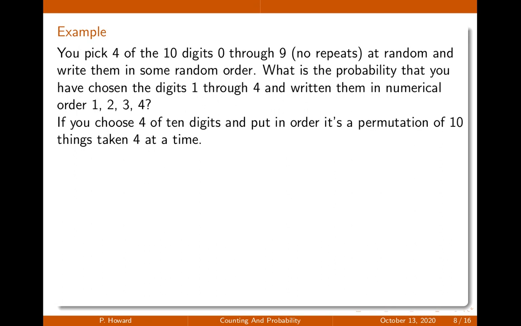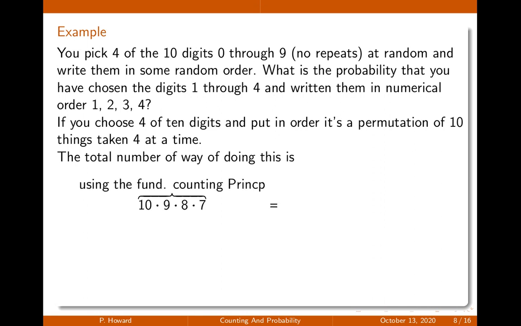Well, if you choose 4 of 10 digits and put them in order, that's a permutation of 10 things taken 4 at a time. And we know how to count the total number of ways of doing this. Actually, we have 2 ways, really. You can use the fundamental counting principle. You're making 4 choices: the first digit, the second digit, the third digit, and the fourth digit. The first can be done in 10 ways. The second you choose from the remaining 9 digits can be done in 9 ways. The third in 8 ways, and the fourth in 7 ways.